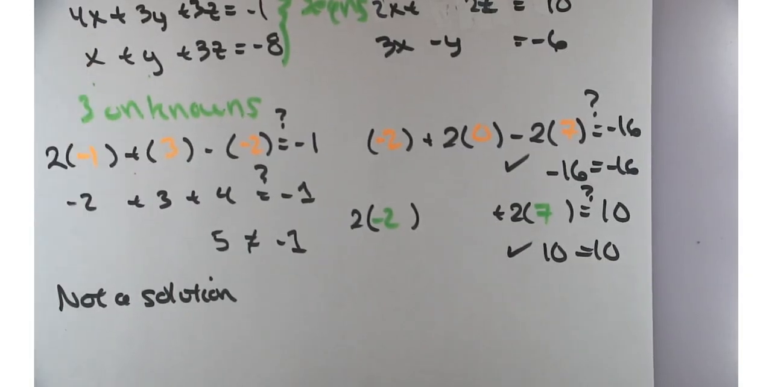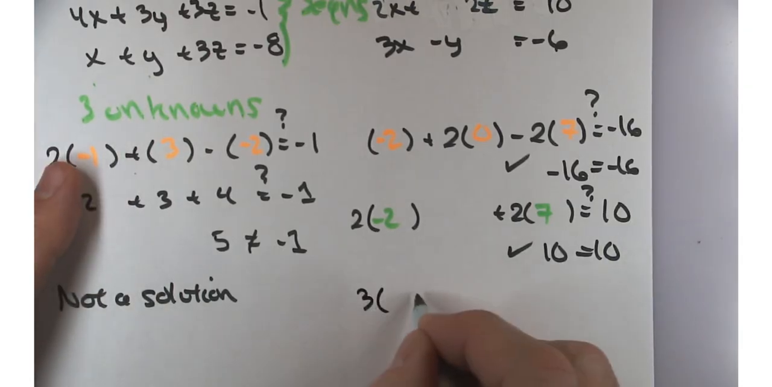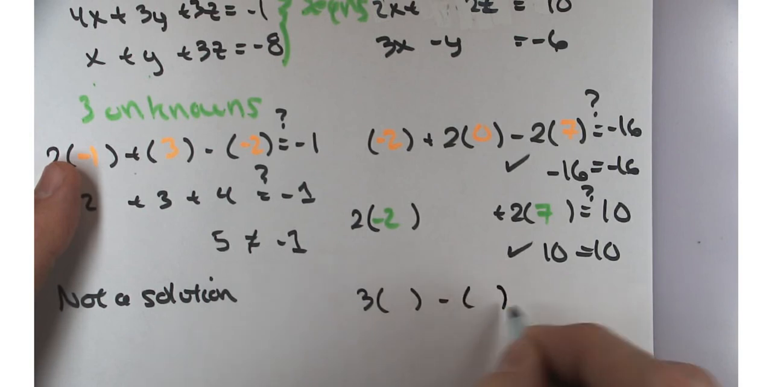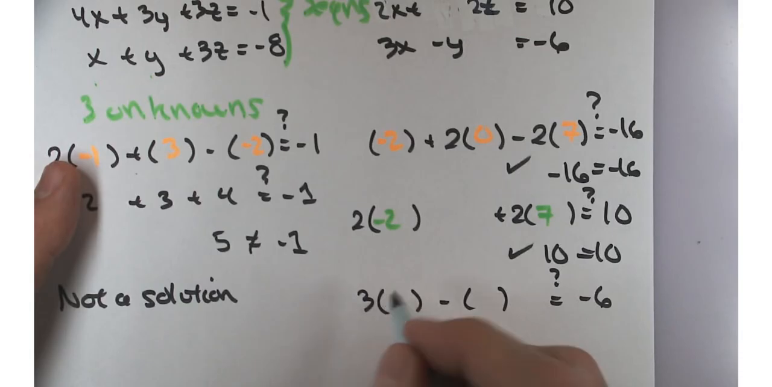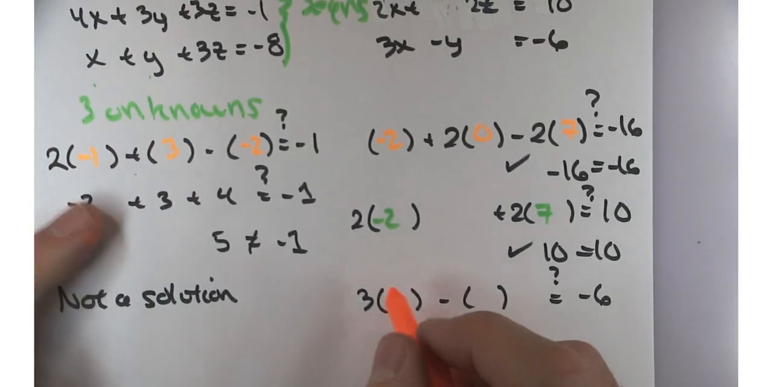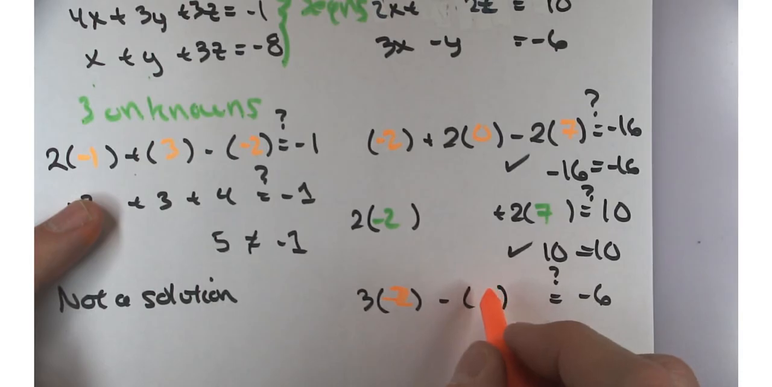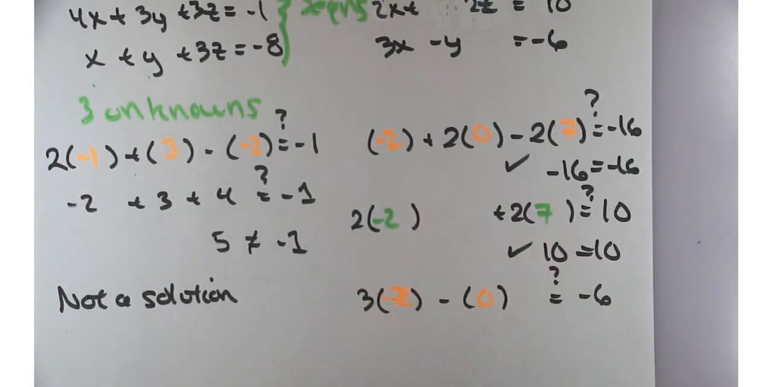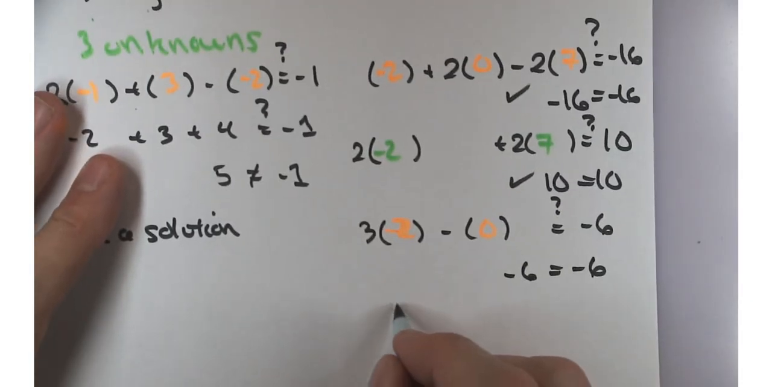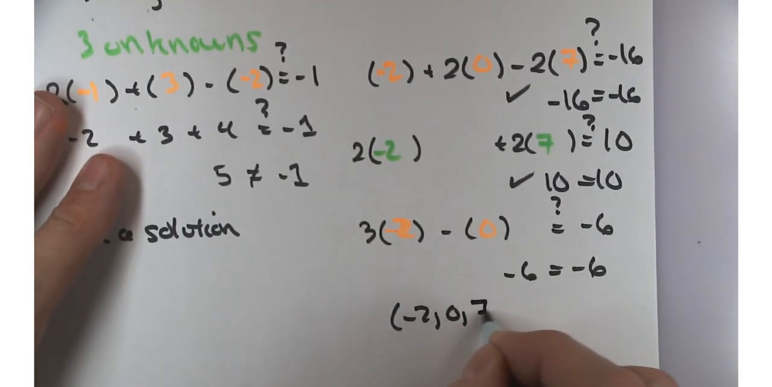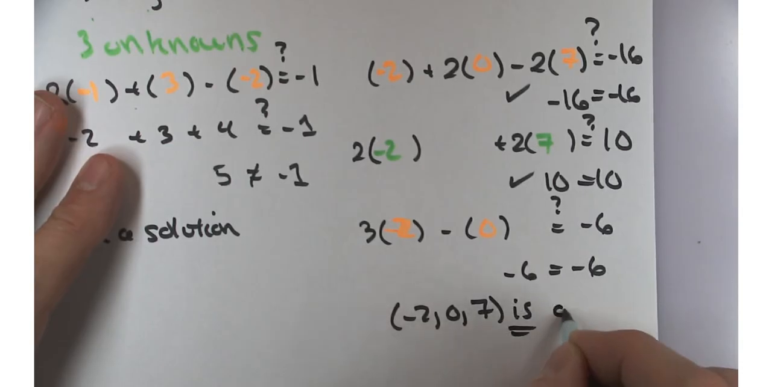Now, is it enough just to do 2 out of 3? Are we good? Getting a few looks saying, no, we got to do all 3. And you're right. You got to do all 3. See if the last one equals -6. So 3 times -2 minus 0, and that does equal -6. So -6 equals -6. This is a solution. -2, 0, 7 is a solution.